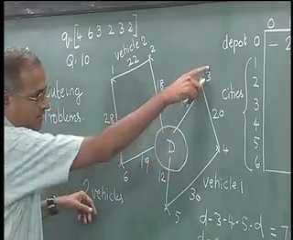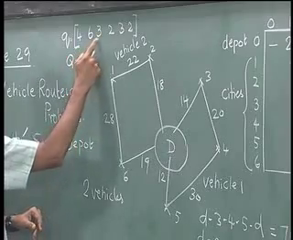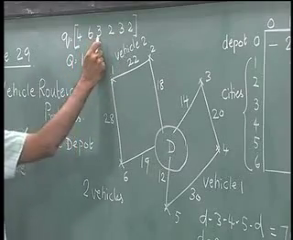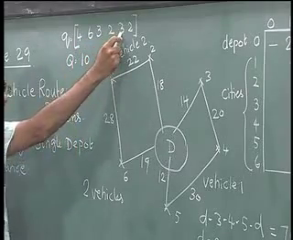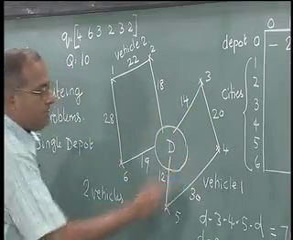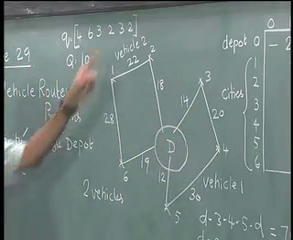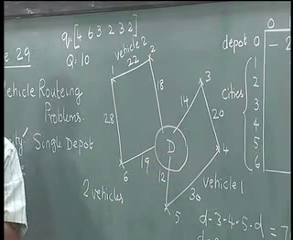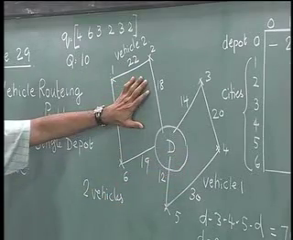Now let us look at 3, 4 and 5. For 3, 4 and 5, the capacities are 3 plus 2 is 5, plus 3 is 8. The vehicle has a capacity of 10. So, this part is feasible, but the overall solution is not feasible because it violates the capacity restriction.